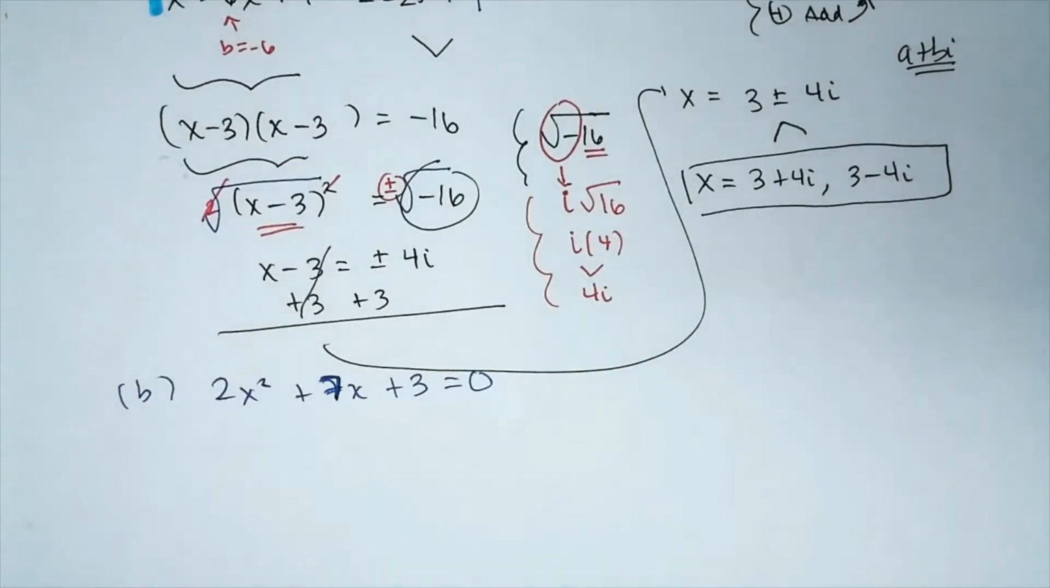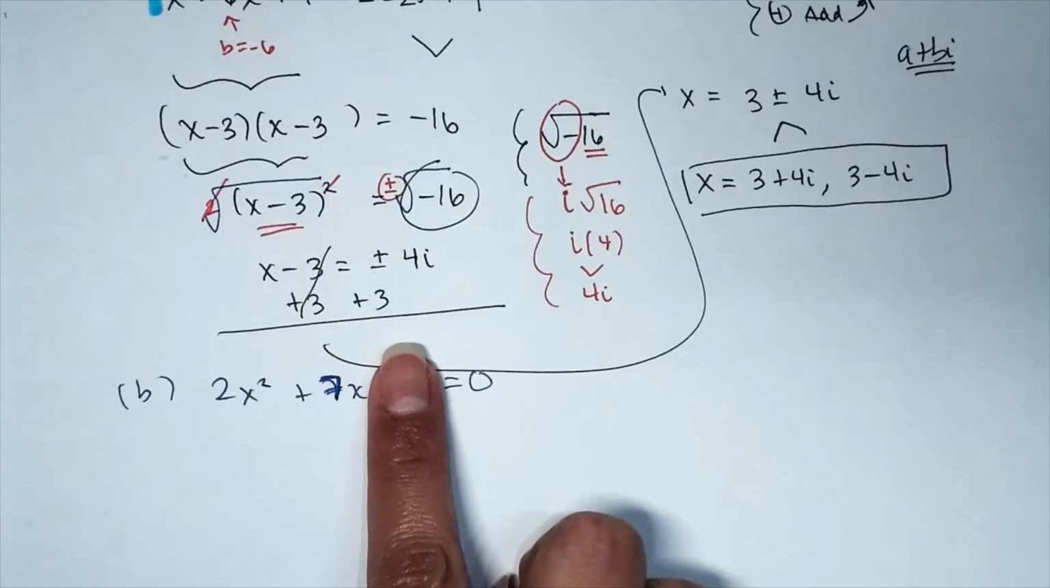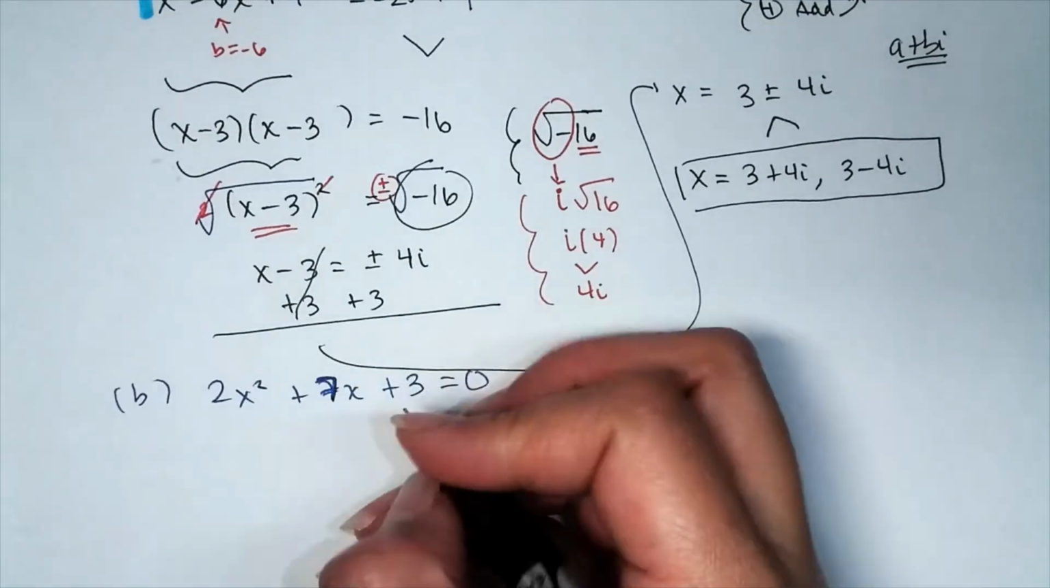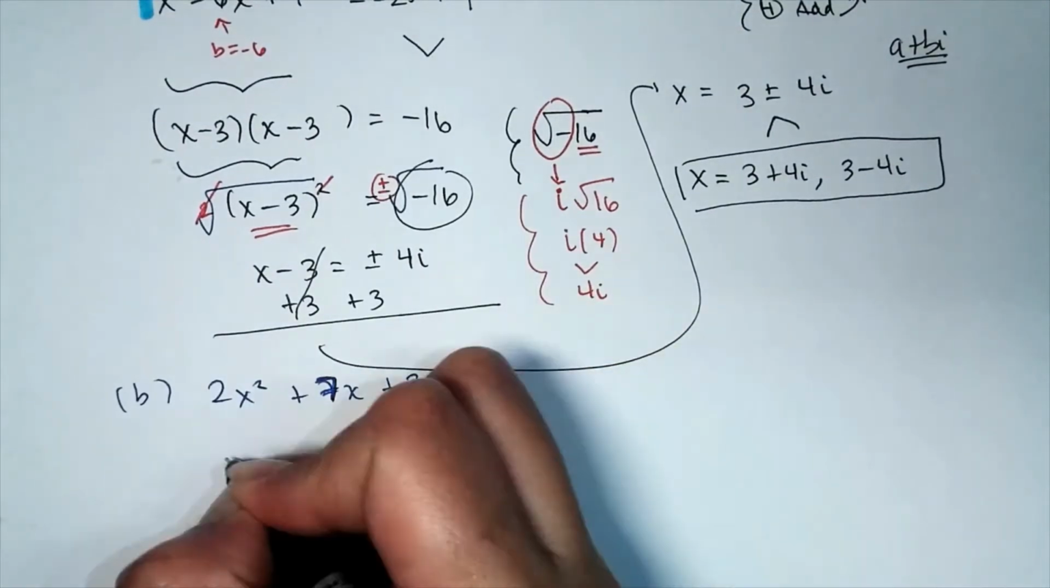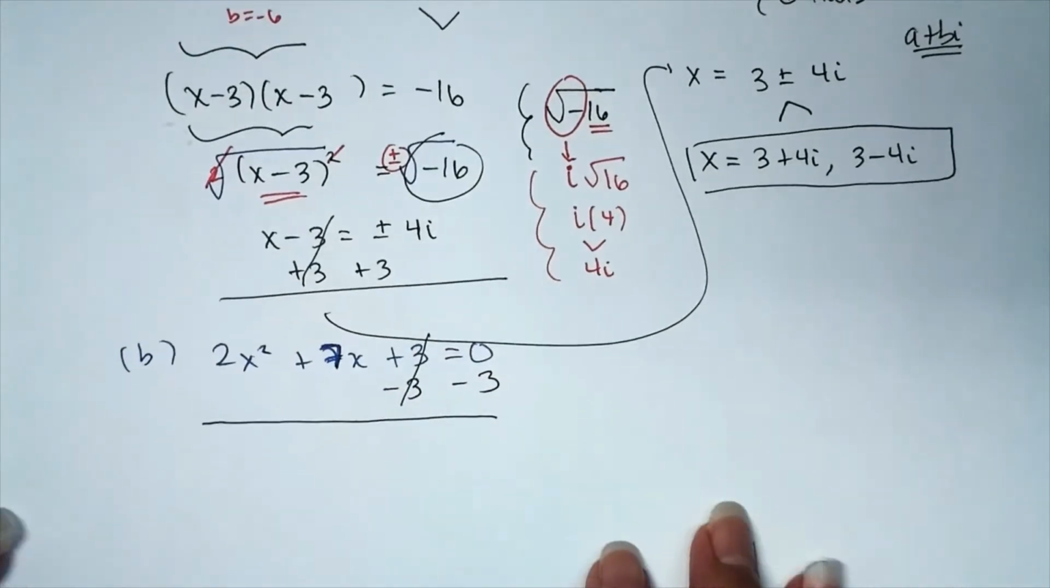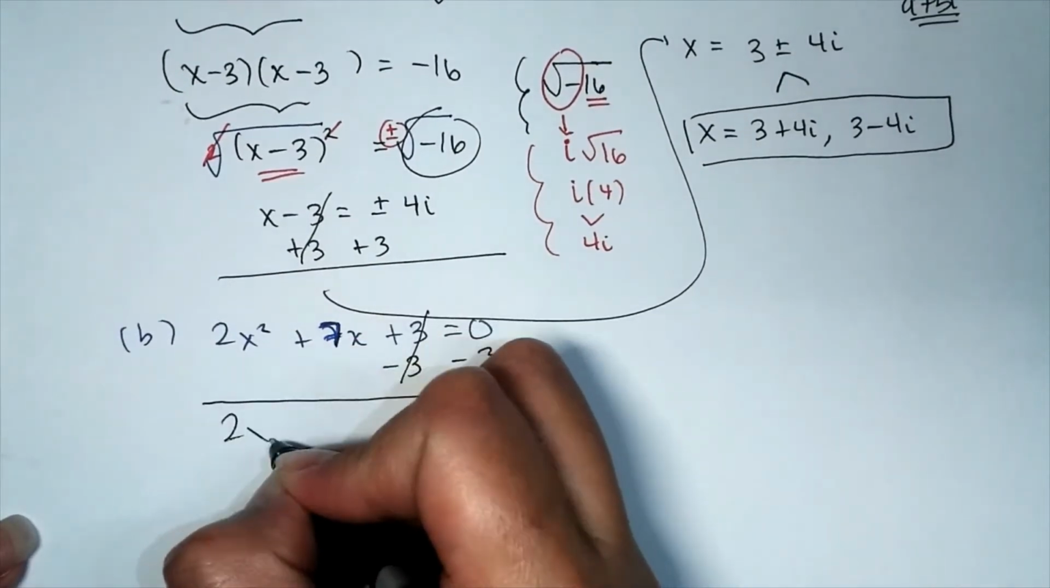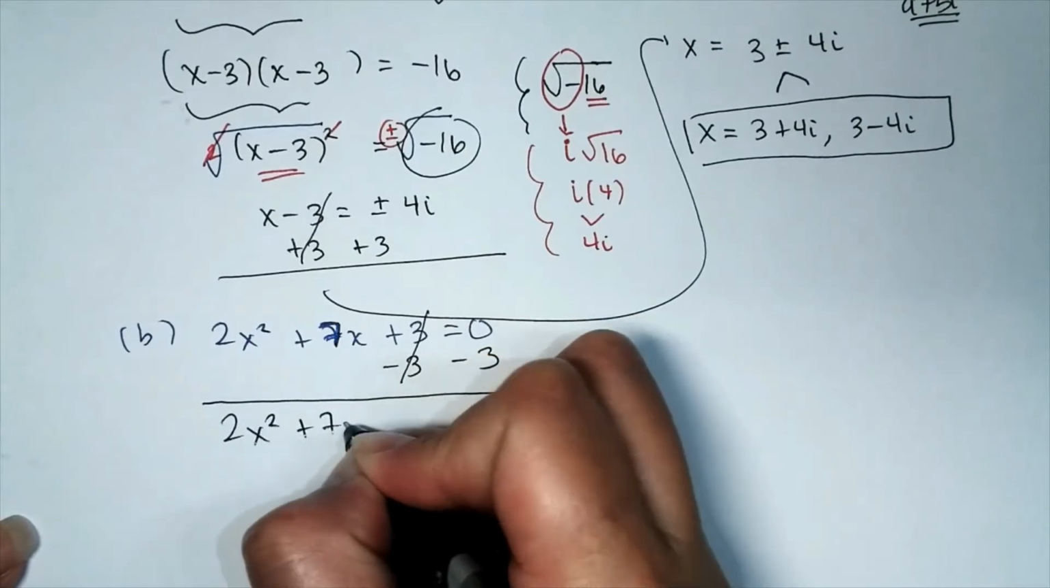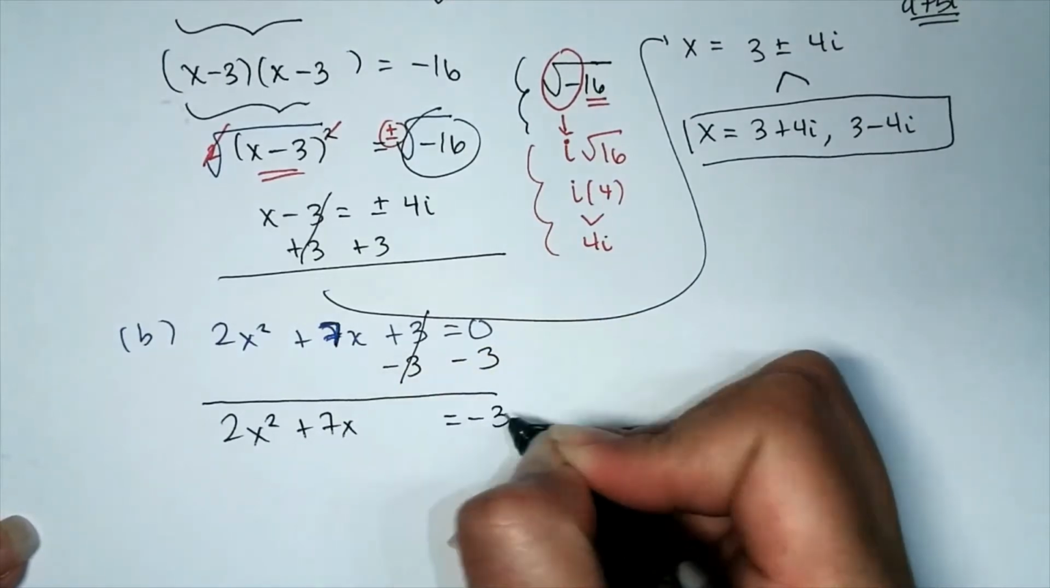So bear in mind that we are not given the liberty to solve this however we like. We have to solve it by completing the square. So let's prep it up, okay? So the first goal is to isolate the constant term. So we want variables on one side, constants on the other, okay? So let's go ahead and subtract 3 from both sides. That will leave us with 2x squared plus 7x is equal to -3.